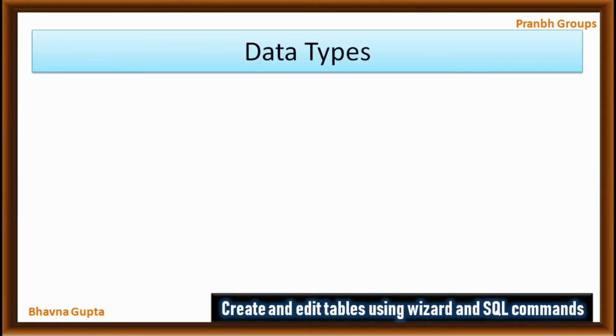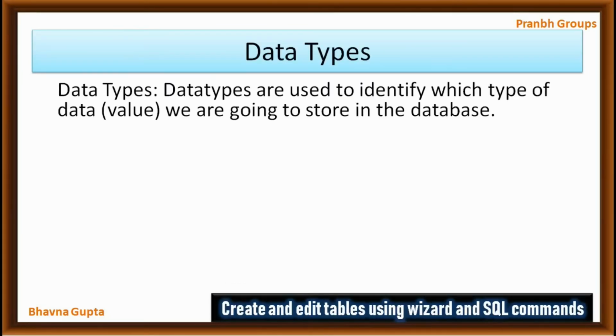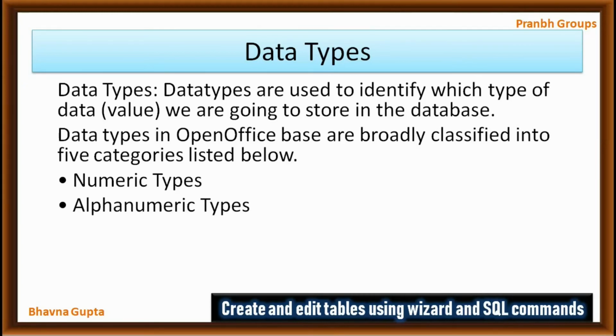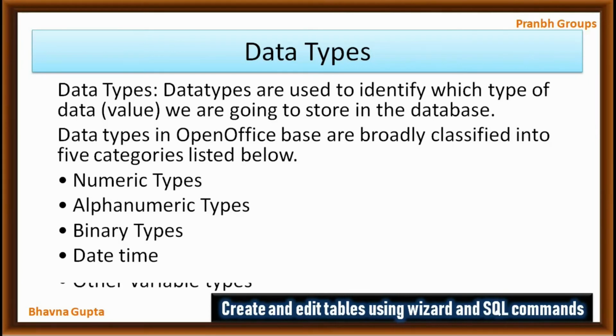Next one topic, data types. Data types are used to identify which type of data we are going to store in the database. Fields themselves can be of different types depending on the data they contain. Data types in OpenOffice Base are broadly classified into 5 categories listed below. First one is numeric type, second alphanumeric, third binary type, fourth date time, and fifth one other variable types.